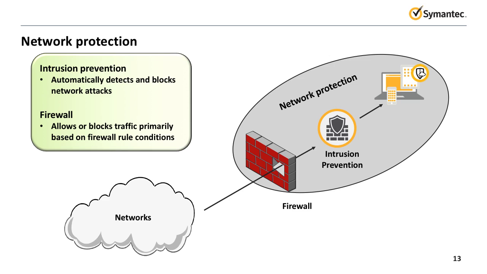Network protection protects user devices from hacker intrusions or threats originating on the Internet and controls the network traffic through different firewall components to block well-known attack vectors. Intrusion prevention is a network-based system which automatically detects and blocks network attacks.